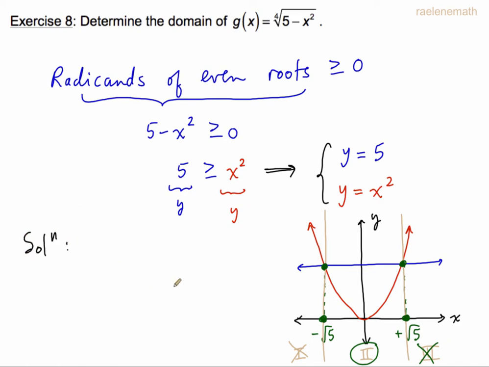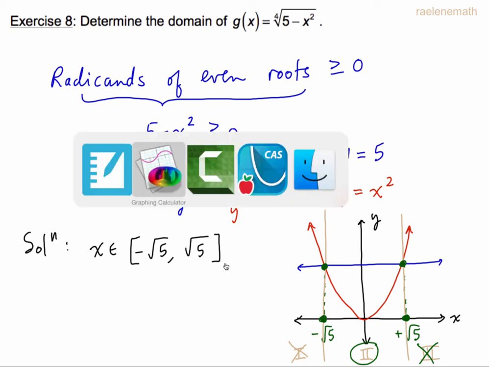For the set of x values that make the blue graph higher or the same height, intersecting the red graph, we end up getting that x is contained in the set from negative root 5 to positive root 5, including the endpoints.